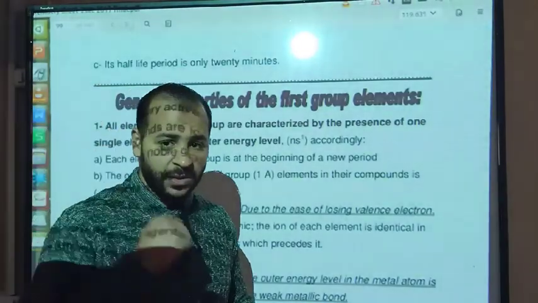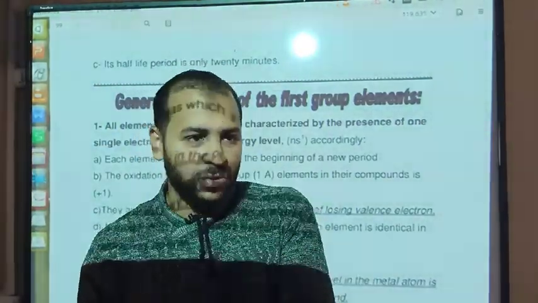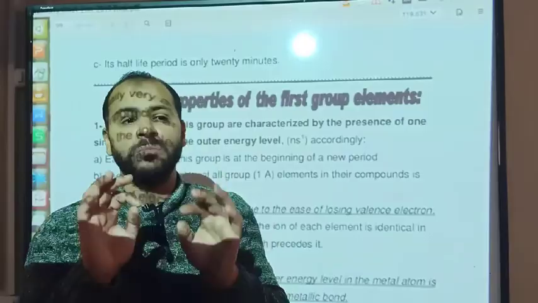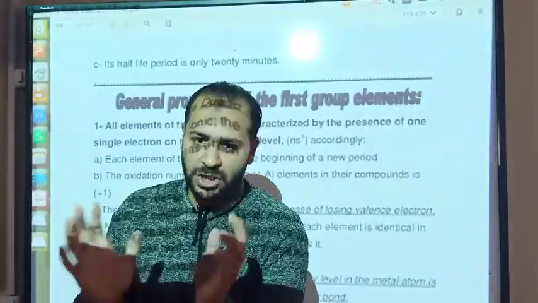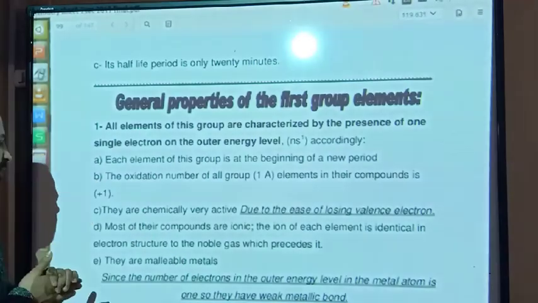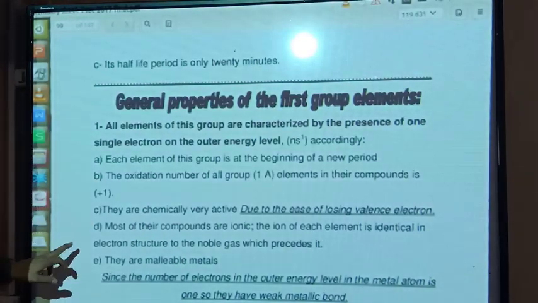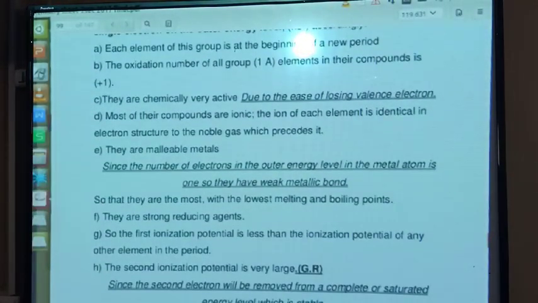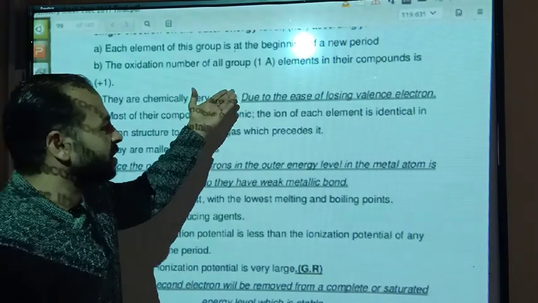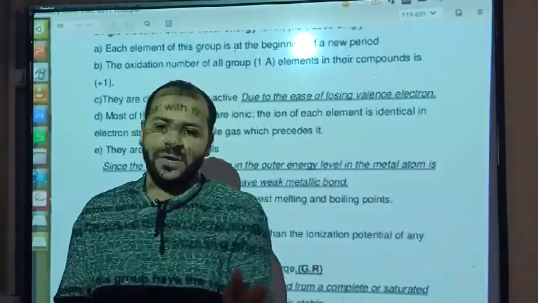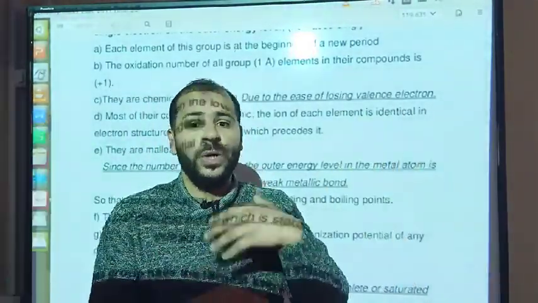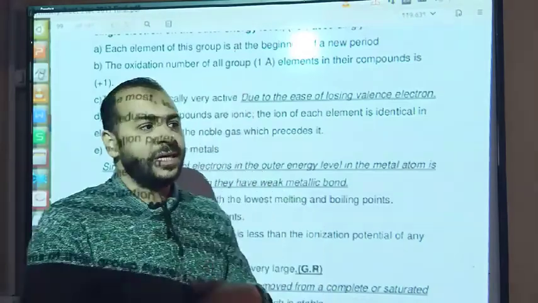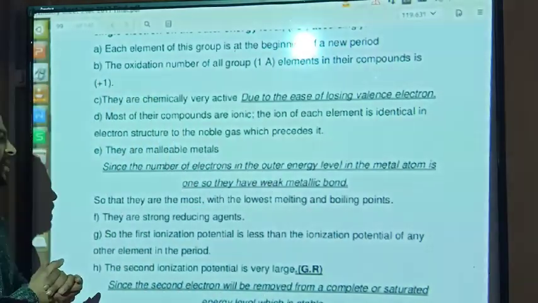The oxidation number of all of them is positive 1. Why? They have 1 electron. They tend to lose this electron during reaction, so they form positive ions that contain 1 charge, and their oxidation number is positive 1, even with oxygen or even with hydrogen. They are chemically very active. Why? Because of the ease of losing valence electrons. They have large size, so they have weak attraction force, so it's easy to lose their valence electrons.